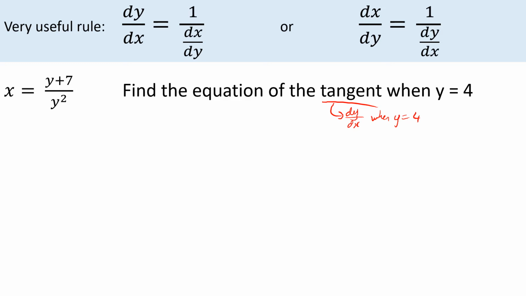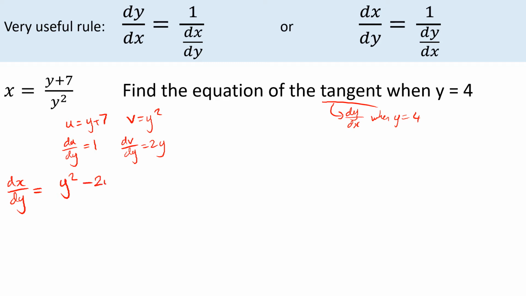Now, how could we do this? Well, we may as well use the quotient rule. We're sort of getting used to it at this point. So we would say u is equal to y plus 7 and v is equal to y squared. And it's actually du/dy we'll be finding this time, which is 1. And dv/dy is equal to 2y. Quotient rule, so we want to do v du. So this is our dx/dy is equal to v du, so that's y squared, minus u dv, so minus 2y brackets y plus 7, all over v squared. So that'll go to y to the power of 4.